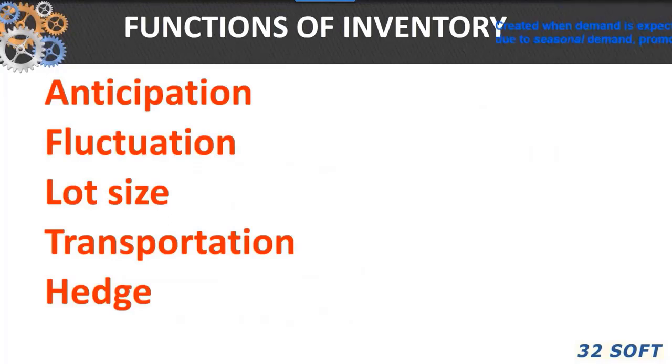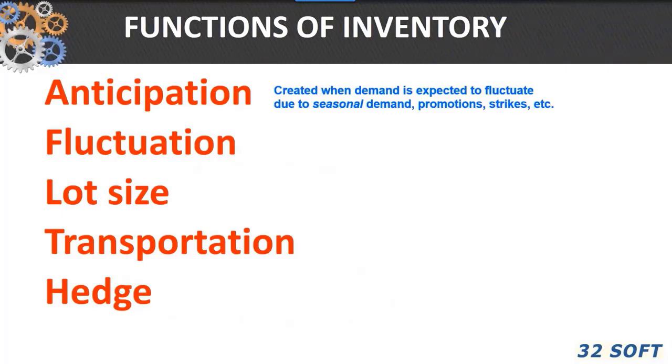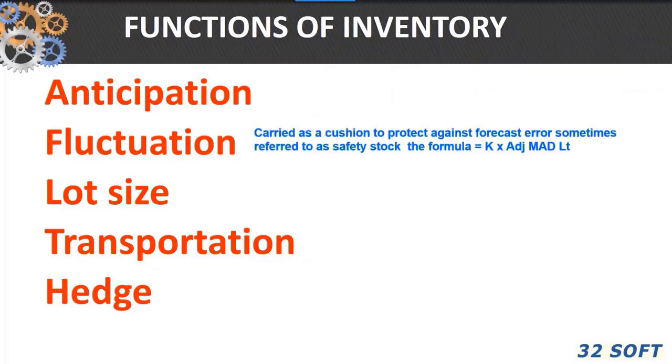Anticipation inventory is inventory that we carry for seasonal demand, for promotions that are going to be offered, strikes. There's the function of deviation or variations, the fluctuations in supply and demand, and we normally have inventory on hand in terms of safety stock, and we've talked about safety stock, the formula of desired service level times the mean absolute deviation of demand adjusted for the difference between the forecast interval and lead time interval.